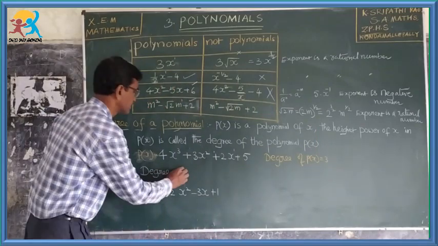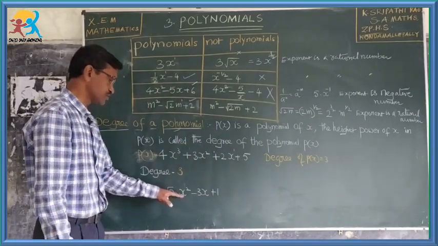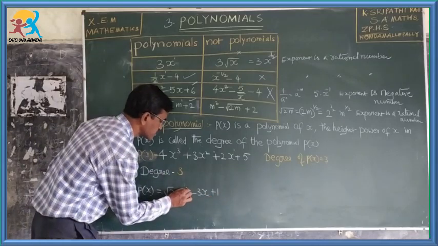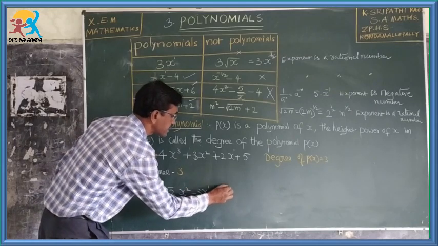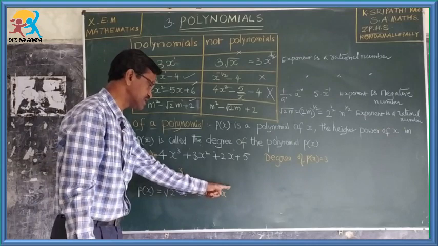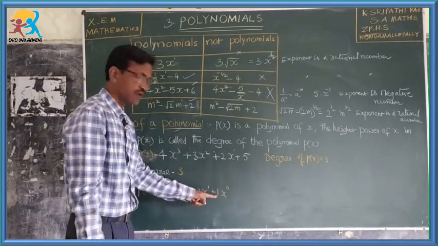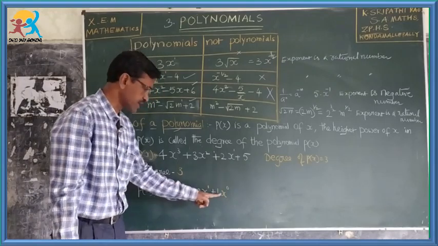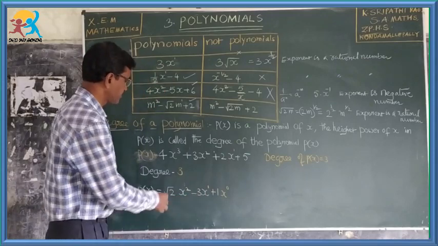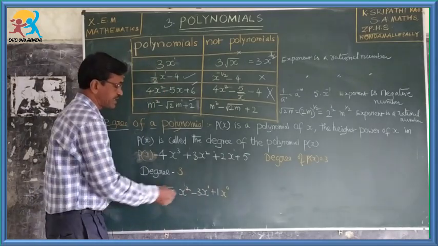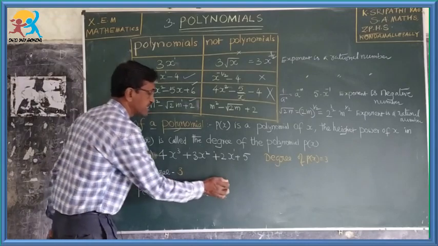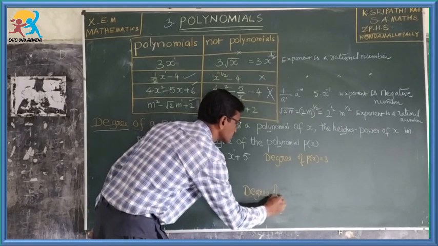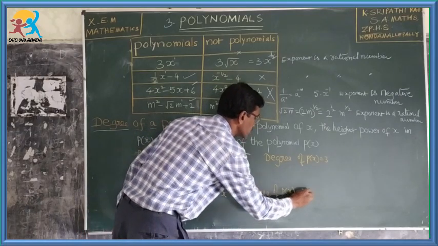The next example: P of x is equal to root 2 x square minus 3x plus 1. Here the exponent is 2 and the exponent is 1. Here the exponent of the constant term is 0. If the constant term is there, we can write it as 1 into x to the power of 0. X to the power of 0 is equal to 1, so 1 into 1 is equal to 1. So therefore here the highest exponent is 2: 2, 1, 0. The highest exponent is 2. Therefore the degree of P of x here is 2.